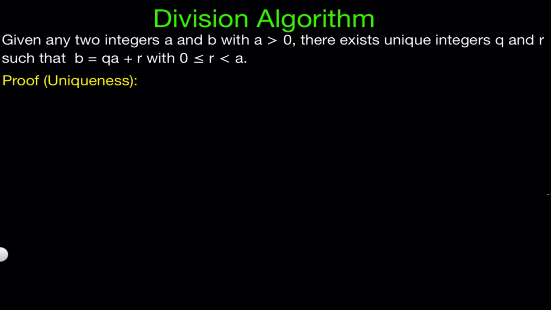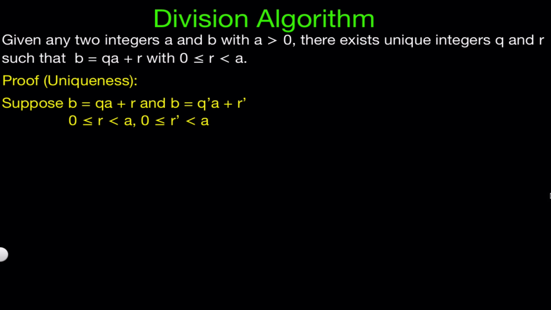So when you're showing uniqueness, what you're really showing is that there is only one Q and one R, where we can write B equals QA plus R, with R greater than or equal to 0 and less than A. So in order to show that there exists only one Q and one R that satisfy this, we're going to actually assume that there are two different Q's and two different R's that satisfy it, and then show a contradiction somewhere along the way.